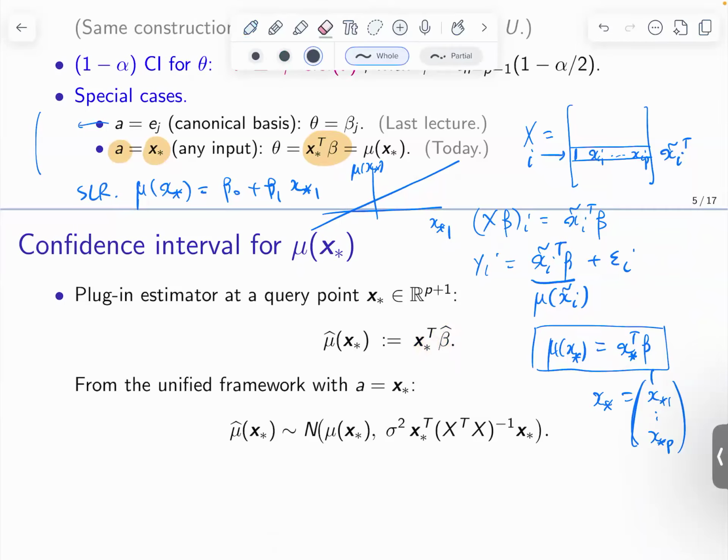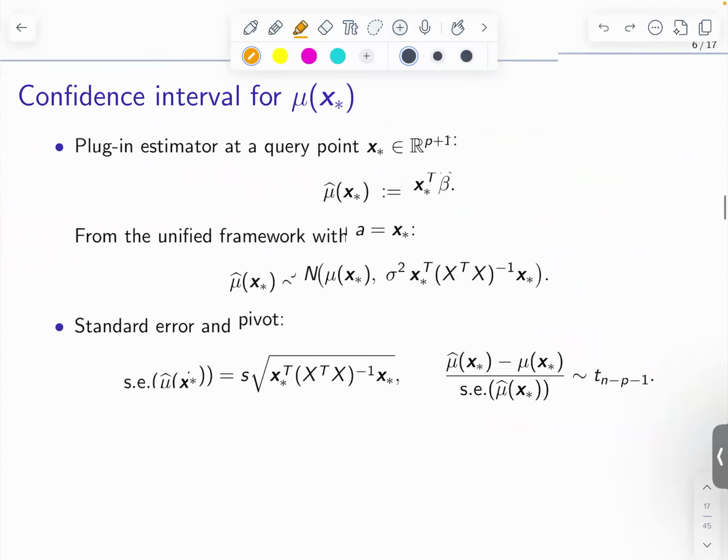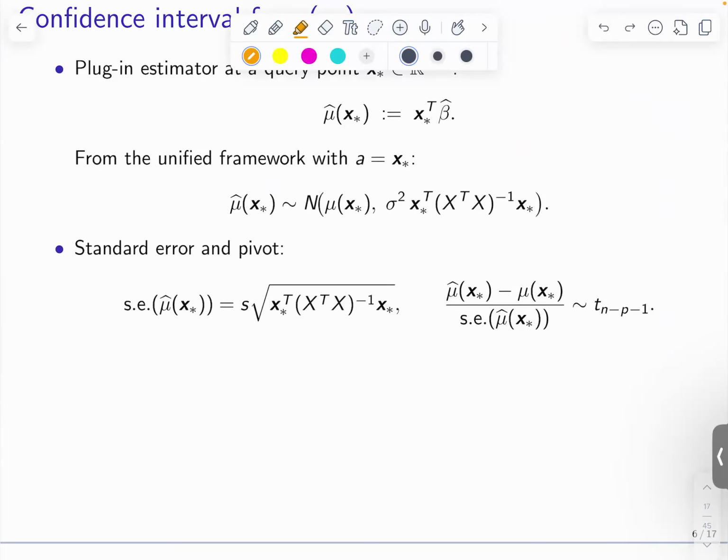So if you do that renaming, basically we're estimating the regression function at a particular point. That will be my estimate. It will be normal with this mean, that's theta, that's theta hat, and this variance is like a transpose (X transpose X) inverse a, which now, in terms of a, you have x star. So you have the distribution, then you repeat. I mean, you don't even need to repeat. Everything just follows by renaming. The standard error is that, the pivot is that.